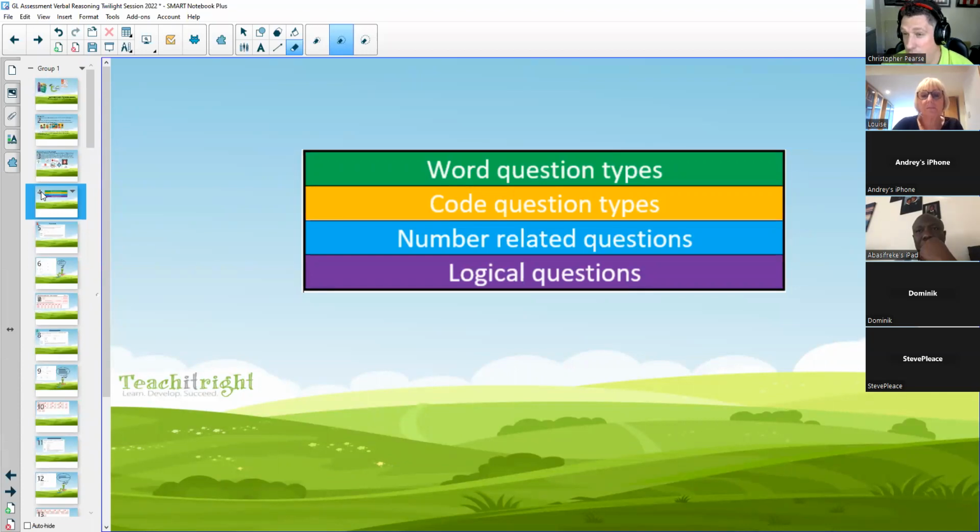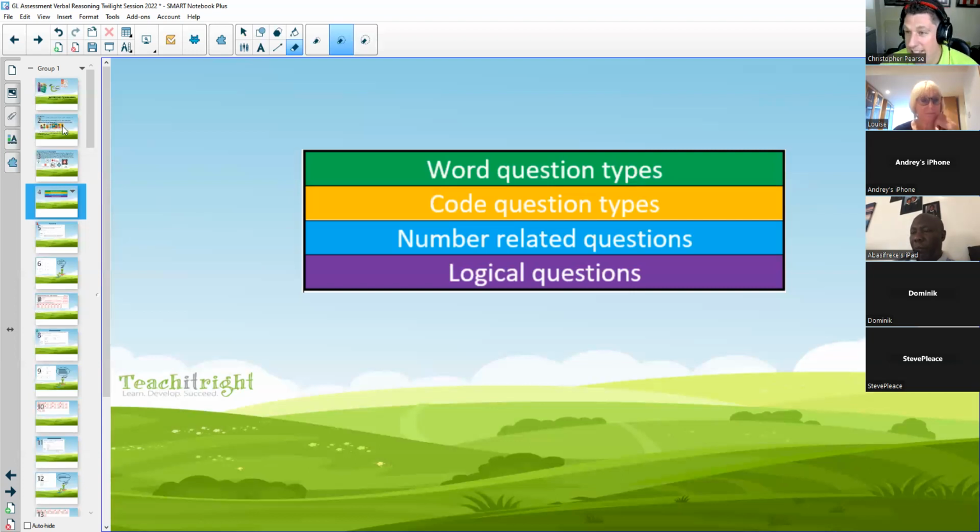So you have word question types, things like synonyms, antonyms, move a letter, analogies, word meaning. There's lots of different types of those that your children will be very familiar with. And then we've got code question types, the ones we're going to be looking at this afternoon. Number related questions, which I know for some parents, they always say, well, why are there numbers involved in verbal reasoning? Well, it's all to do with the logical thinking. So there are a lot of number related questions. And also we've got logical questions as well.